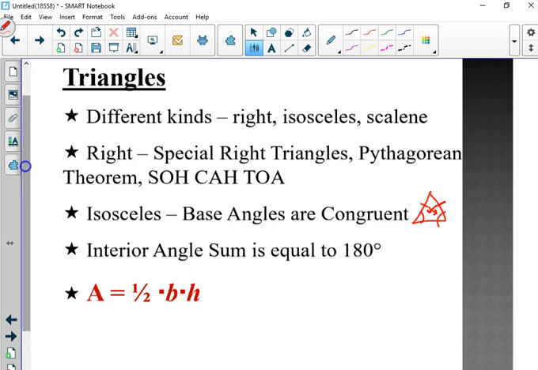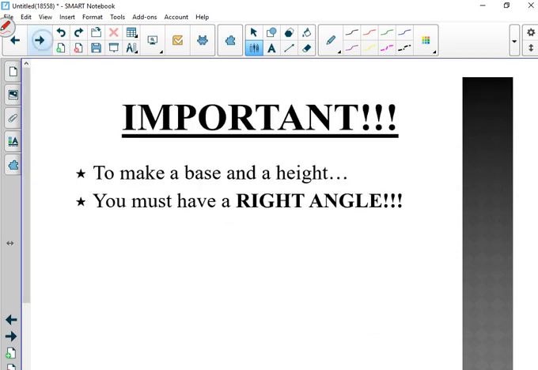Remember this? Interior angles always add to 180. It does not matter what the triangle looks like, how big it is, the style, anything. All triangles add to 180 inside. And there's your formula, 1/2 base times height. Important, to have a base and height, you must have a right angle. Extremely important. So if I have a triangle like this, I may have a base, but I don't have a height. Unless I'm given a height like this.